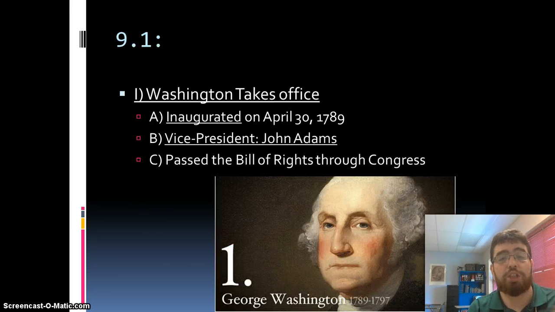So to start off, Washington is our first U.S. president. He is inaugurated on April 30th of 1789. His vice president is John Adams. And the very first thing that he does as president is he helps Congress pass the Bill of Rights.